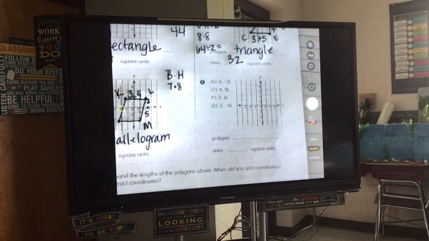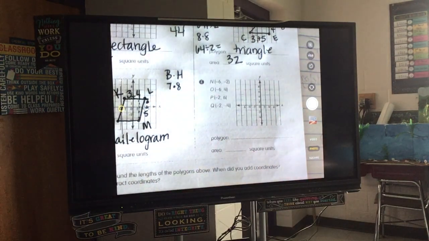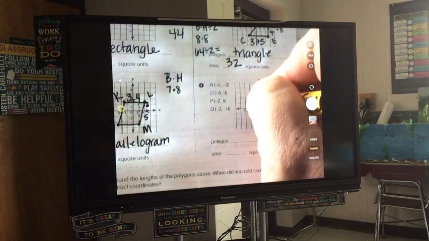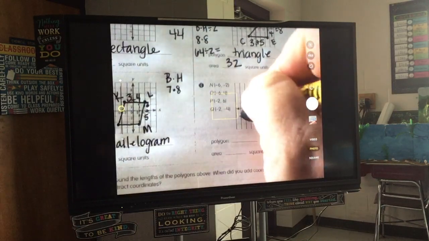All right, so we have N, O, P, Q. Please tell me how to get to the point N. Point N. How do I get there? All right, Bryson. Okay. Go to the left 6. Okay. Down. All right, so that's point N.